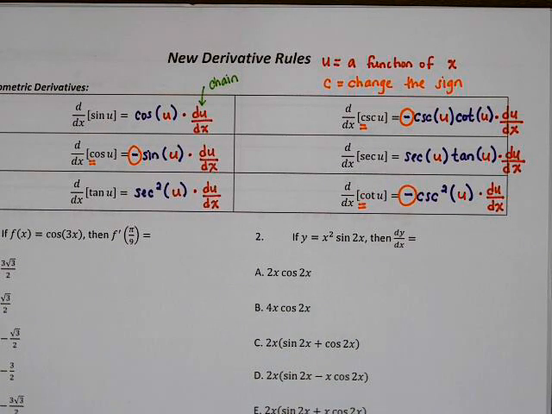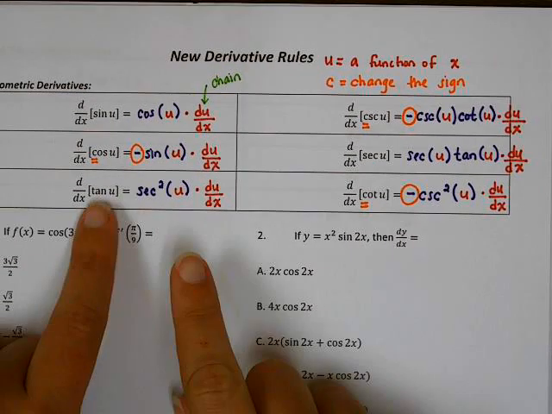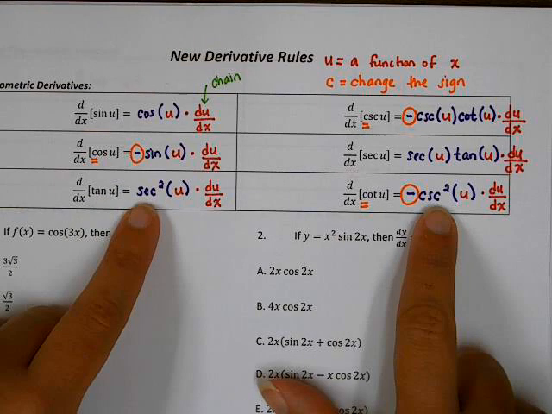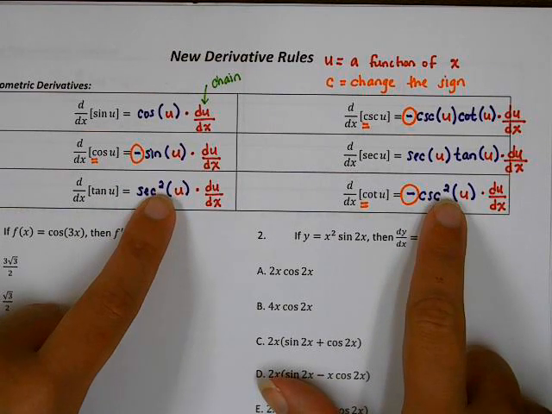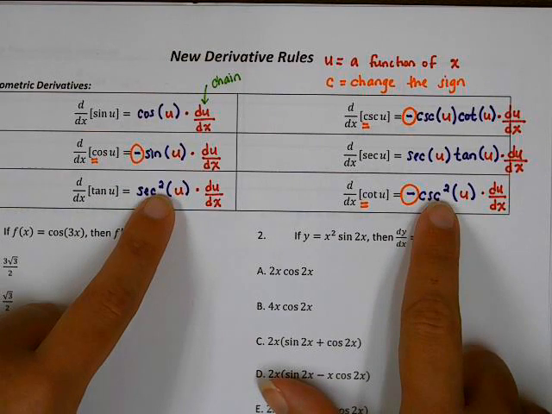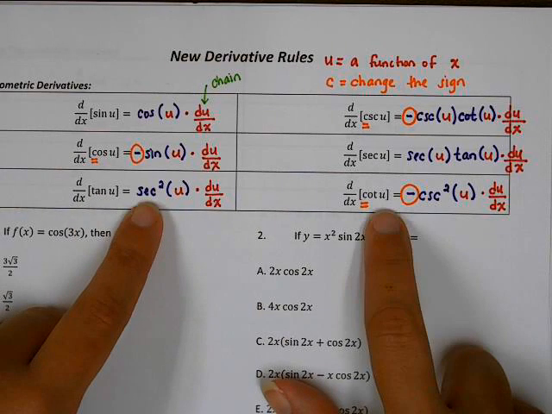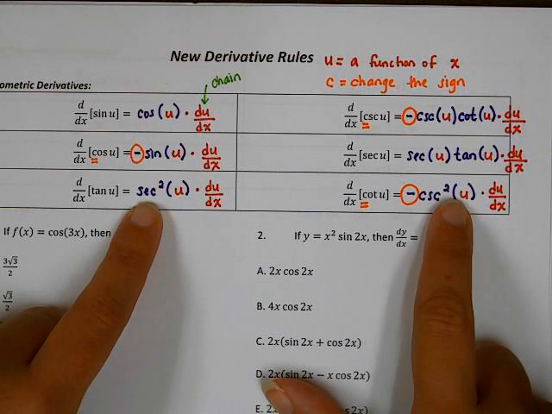One of the other patterns that's really easy to see is that both tangent and cotangent are a function squared. These are the only ones that have a squared in their derivative. Tangent is secant squared, and cotangent is negative cosecant squared.